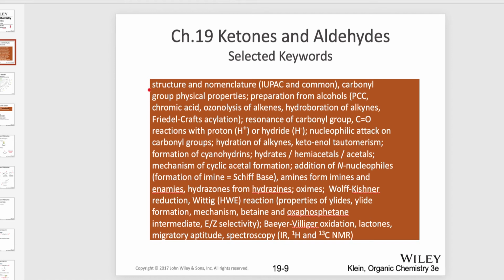As with so many other chapters, we'll have to discuss structural properties and nomenclature, how we come up with the name. There are IUPAC and common names. There are certain physical properties to understand, especially when it comes to mechanisms. We can prepare carbonyl compounds through oxidation of alcohols, and there are different types of reagents possible. We can also utilize ozonolysis reactions that were discussed in Orgo 1, as well as hydroboration of alkynes.